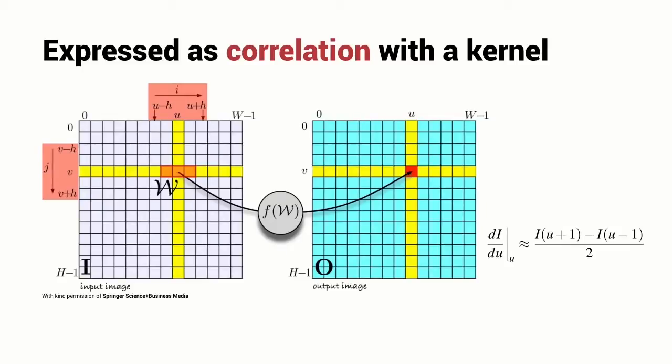Now, the gradient expressed in this form we can write as a kernel. It is a small kernel represented by a 1 by 3 matrix. If we apply this kernel to the input image, the result will be an output image whose pixels comprise the horizontal gradient at the corresponding point.